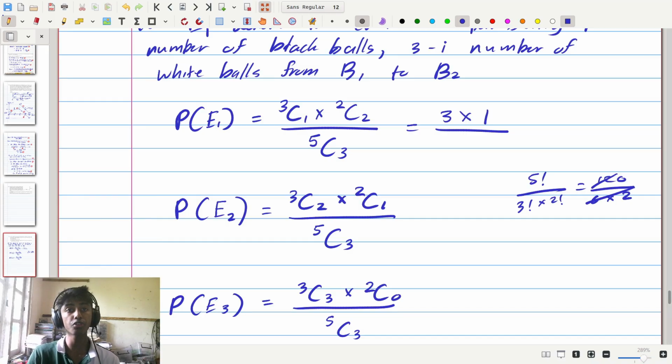Therefore, 5 choose 3 is equal to 10. So from that, the denominator here is going to be equal to 10, and we can substitute that, and we can see the probability of event E1 occurring is 3 over 10.